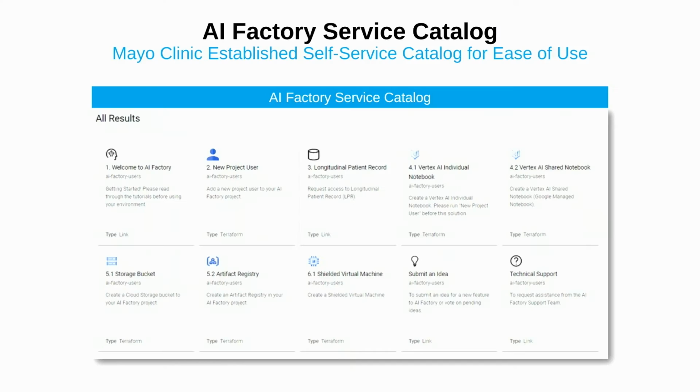Now let's take a look at some of the features within AI Factory. In AI Factory, we have established a service catalog that allows users to find and self-provision some of the commonly used features within AI Factory. The service catalog uses cloud-native tooling. It improves customer experience and time to market.